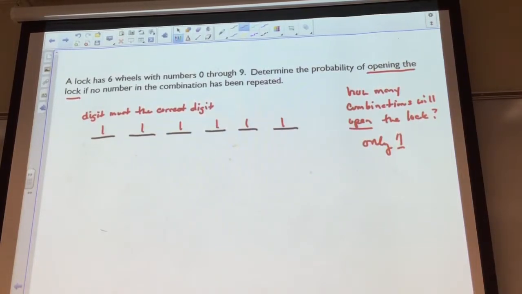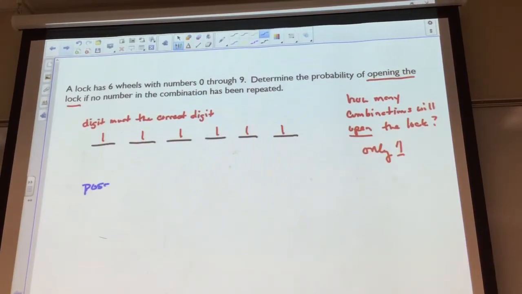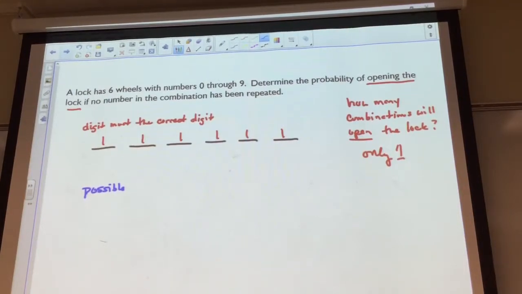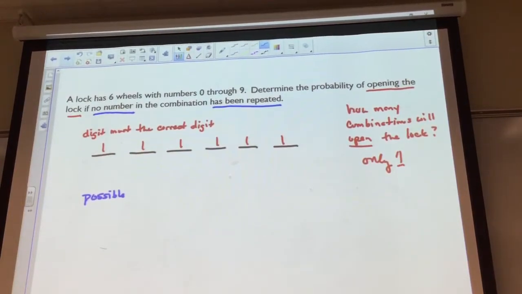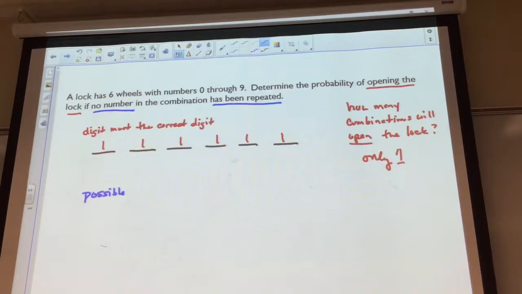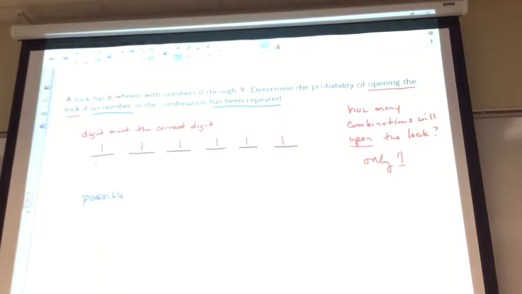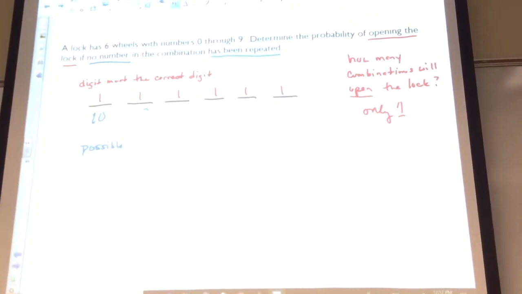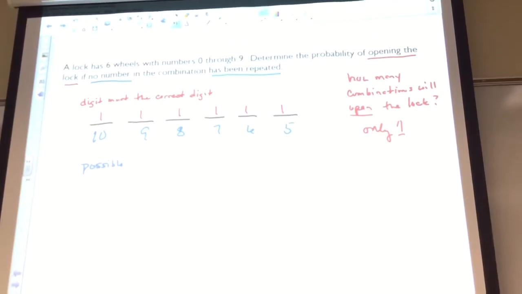So the denominator tracks the things that are possible with any restrictions. So are there any restrictions? Specifically, no number has been repeated. How many digits were there to select from for the first digit? 10. But only one was correct, right? And now for the second digit? 9 and 8 and 7 and 6 and 5.